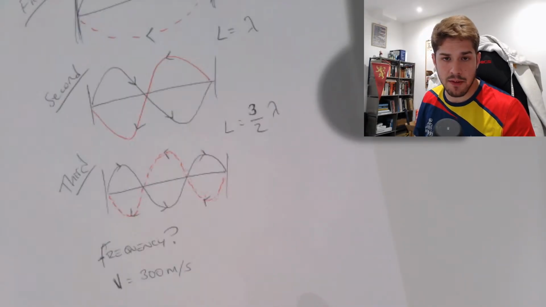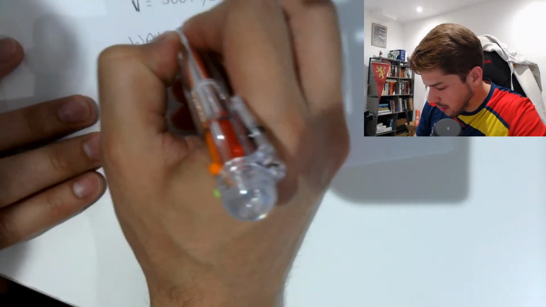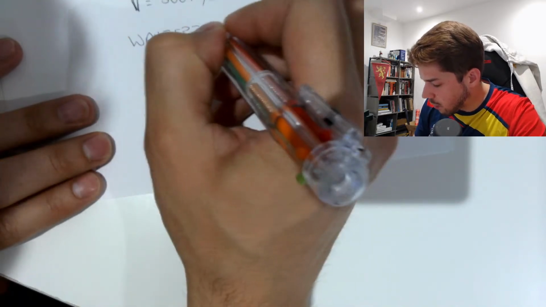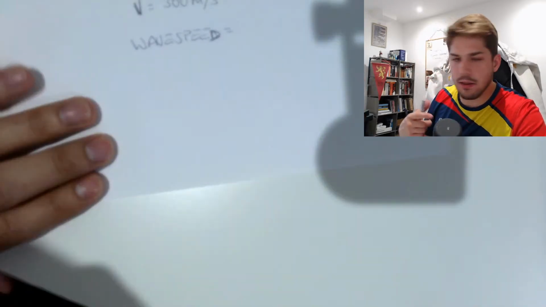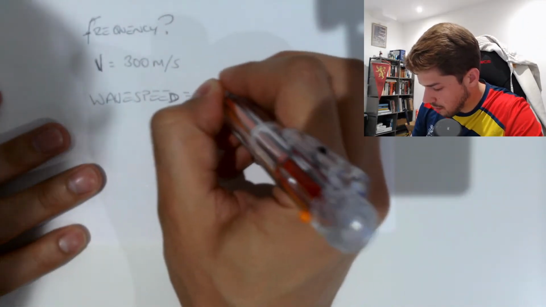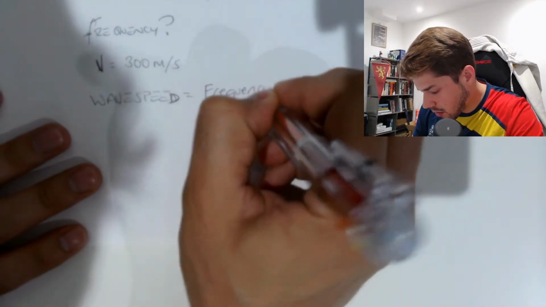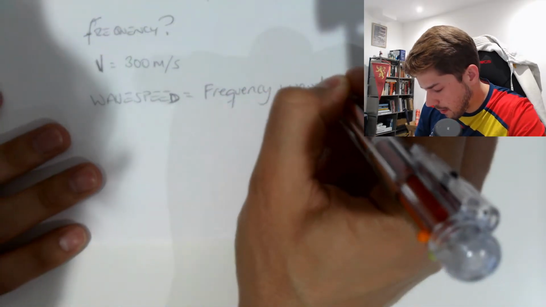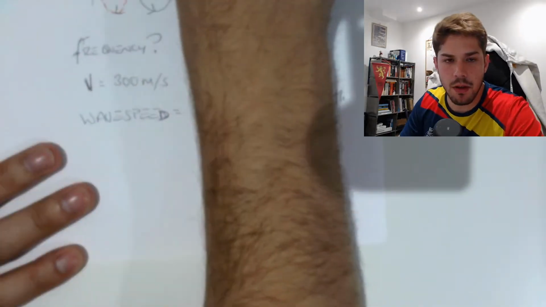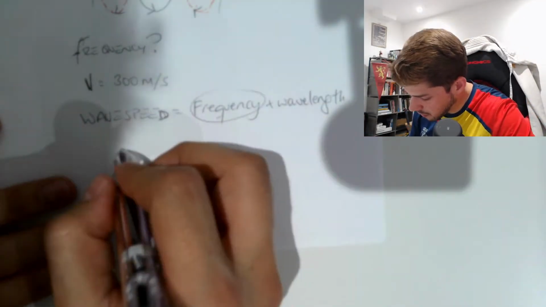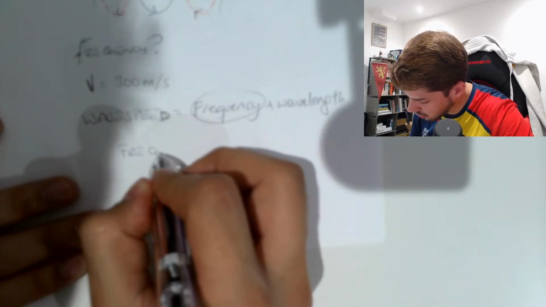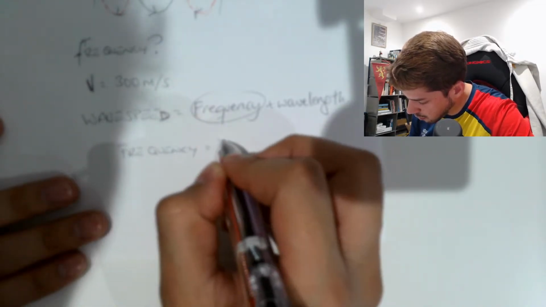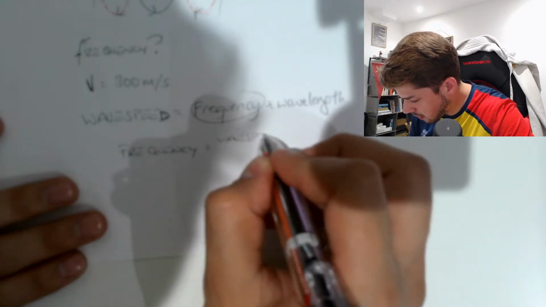For those who don't remember or haven't studied it yet, the wave speed in a wave, this is applicable for electromagnetic waves, for sound waves, for any sort of wave, is frequency times wavelength. Okay? So they're asking the frequency, therefore we need to rearrange the formula. So frequency is equal to wave speed divided by the wavelength.